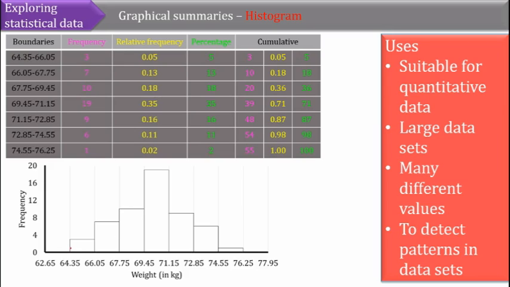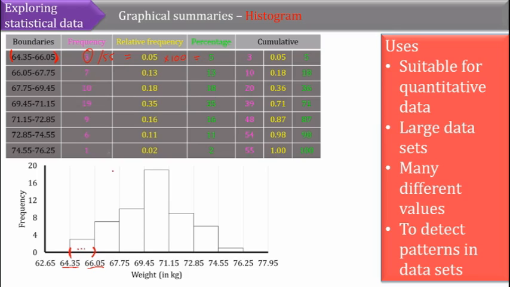The only difference now is we will take this interval over here, which is the first class, going from 64.35 to 66.05, and we'll indicate that as the first class on our table. Count how many values are in there. There were 3 dots, so the frequency is 3. We have 55 values in total, so 3 divided by 55 gives us our relative frequency, times that by 100, that gives us our percentage.